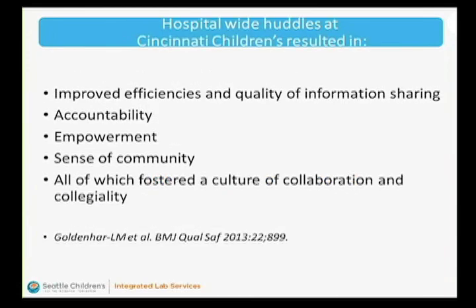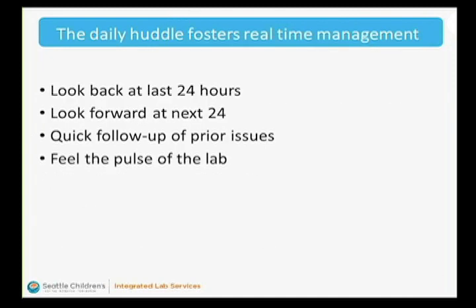2011. There's a little bit of evidence published showing the benefits of the huddle. And from the huddles at Cincinnati Children's Hospital, you can see that there's really some intangible benefits that derive from the huddle. And we've seen all of these in our own huddle. But there's also some tangible benefits, and we'll talk about those a little bit later.